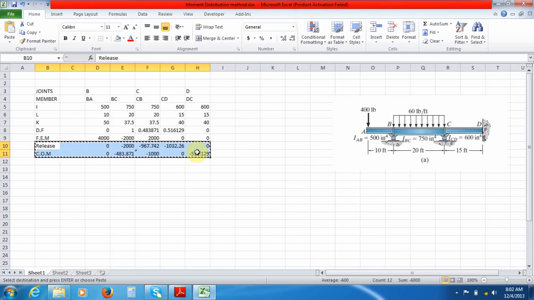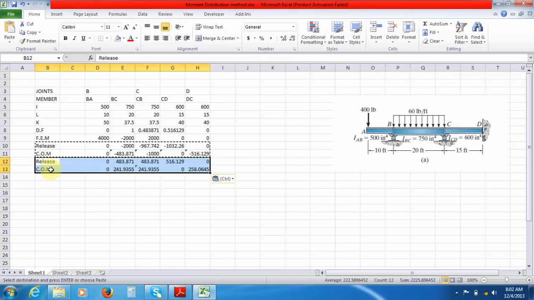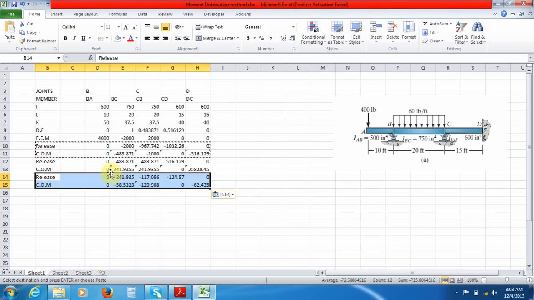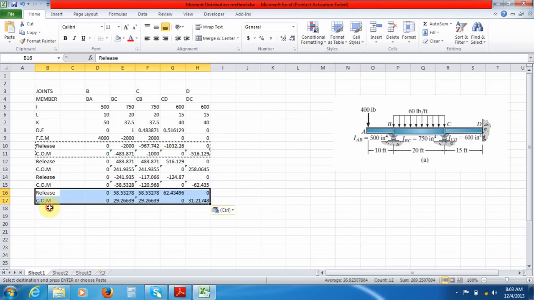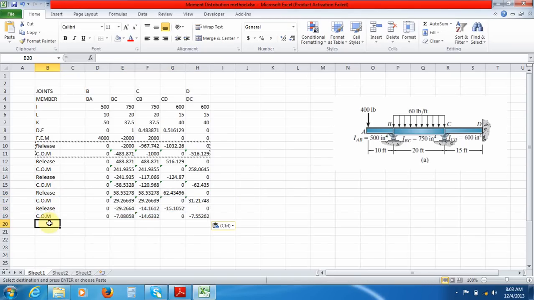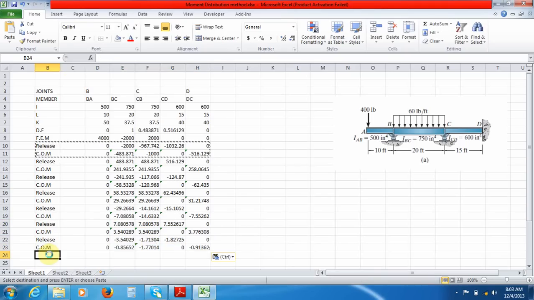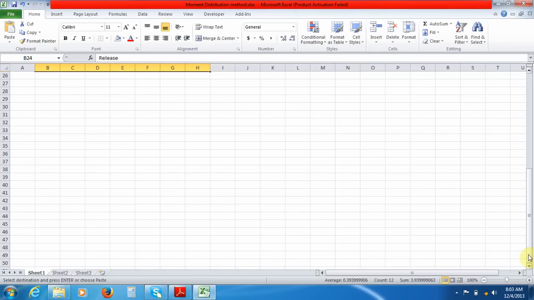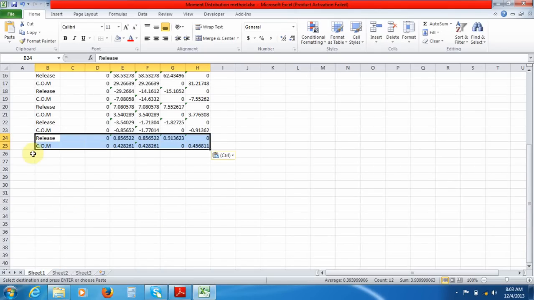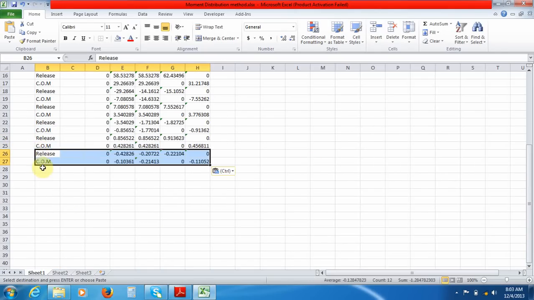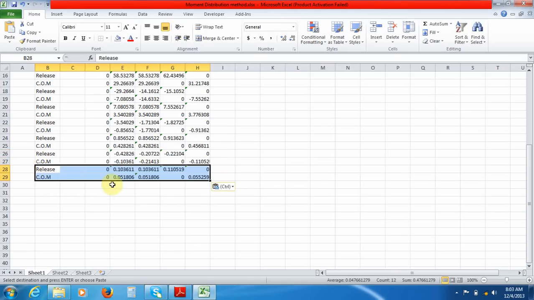Now copy this release and carry over moment. Control C, which means copy, and now press Control V, which means paste. Now keep on pasting it until we get 0 in all our results, 0 or 0.00. Control V, Control V. We are almost there. Now we have double zeros in each of our figures.